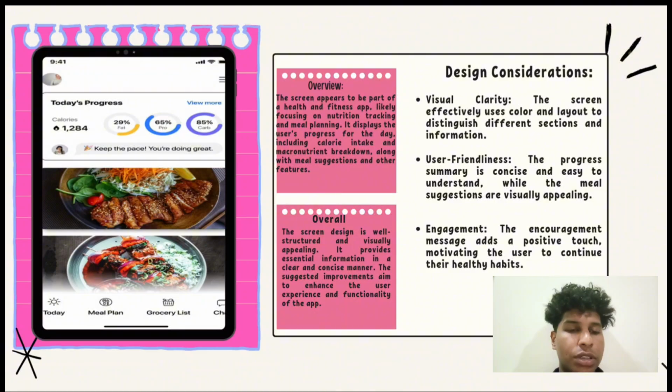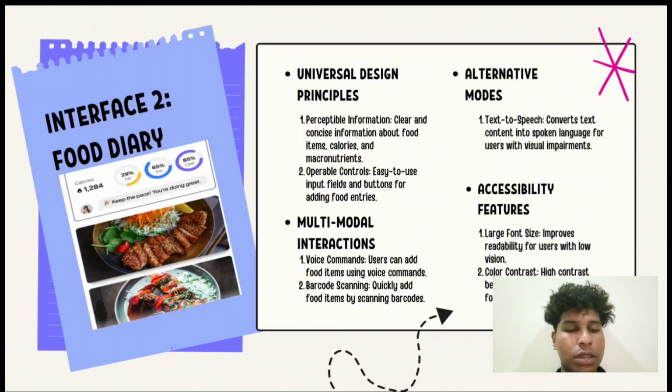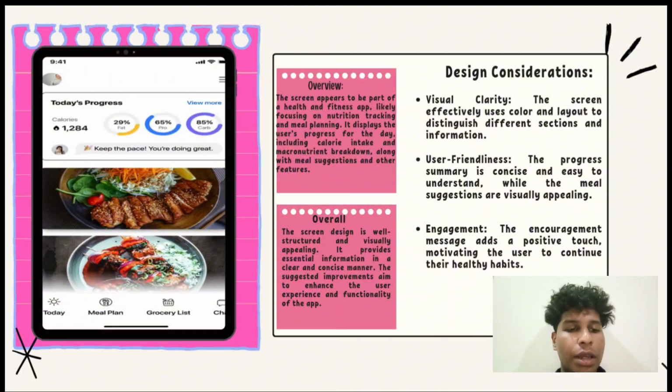According to design considerations, visual clarity: the screen effectively uses color and layout to distinguish different sections and information. So different sections use different colors so that users can divide them and see them correctly. User friendliness: the progress summary is concise and easy to understand, while the meal suggestions are visually appealing. And engagement: the encouragement message adds a positive touch, motivating the user to continue their healthy habits.